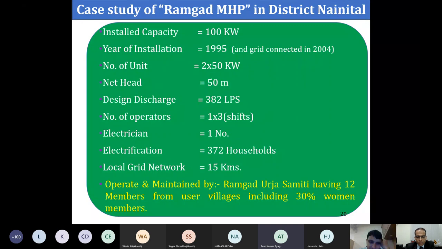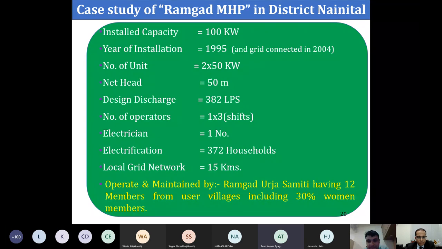Now we will discuss the case study of our project called the Ramgarh Micro Hydel project in district Nainital of Uttarakhand. This project size is 100 kilowatt. In this project, two units of 50 kilowatt each were installed in 1995. Initially, this project was installed in off-grid mode, and in 2004, when the grid came there, this plant was connected with the grid line.